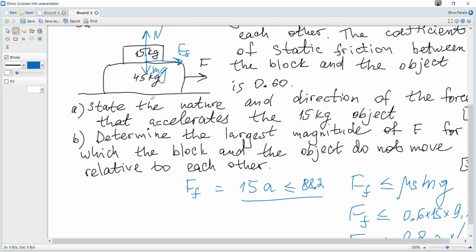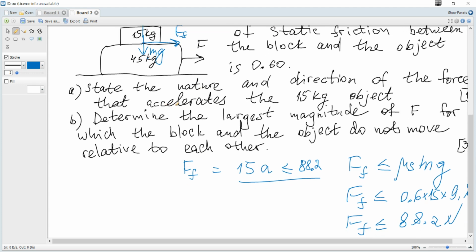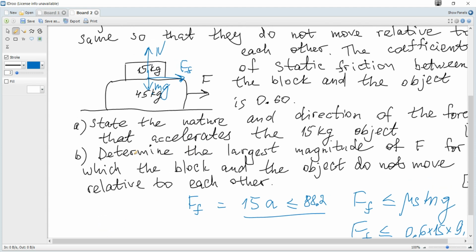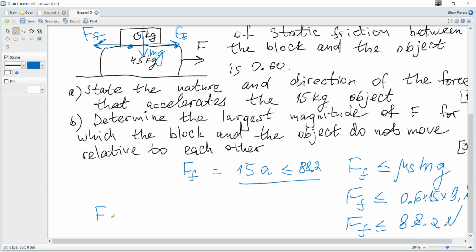And now let's consider the block. What forces are applied to the block? It's F, and again we consider Newton's second law in horizontal components. There will be also the frictional force which is applied to the lower block, but it will be in this direction, because this friction and this frictional force are an action-reaction pair, so these vectors are of the same magnitude but in opposite directions. So it will be minus F frictional.